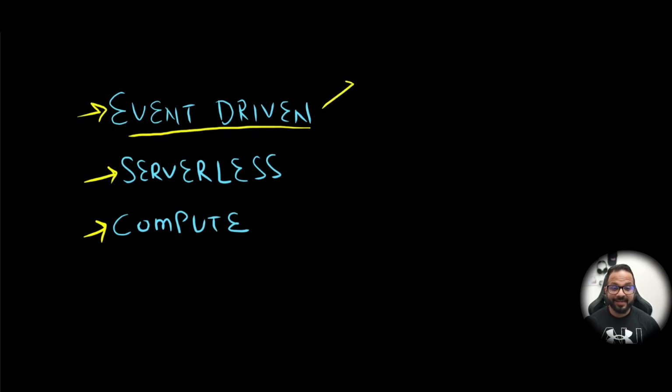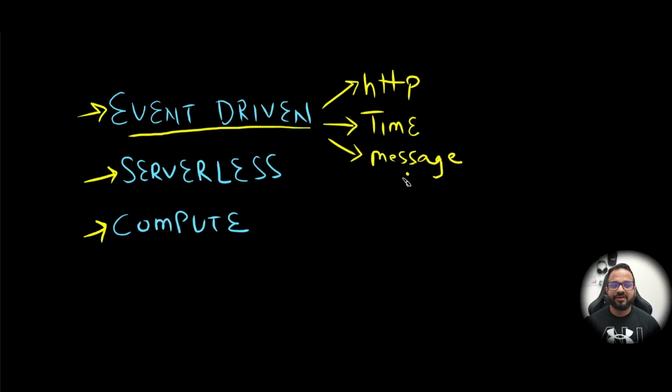There are different types of events that it supports. So it could be an HTTP based event, or it could be a time based event like execute this function at a certain time on a certain day, such as a cron syntax, or it could be a message from another service like Azure Event Grid or Azure queue storage and so on.